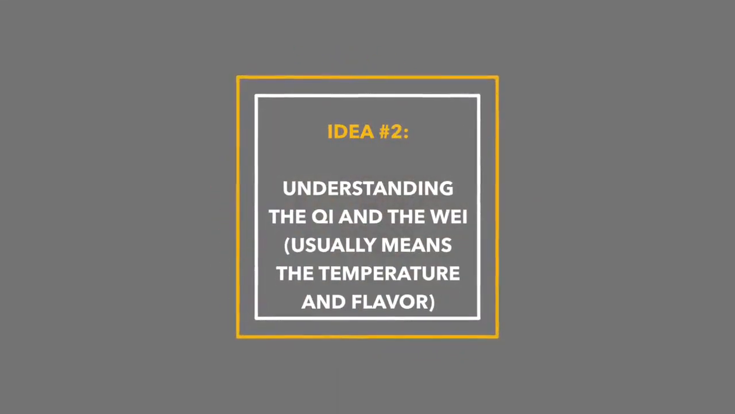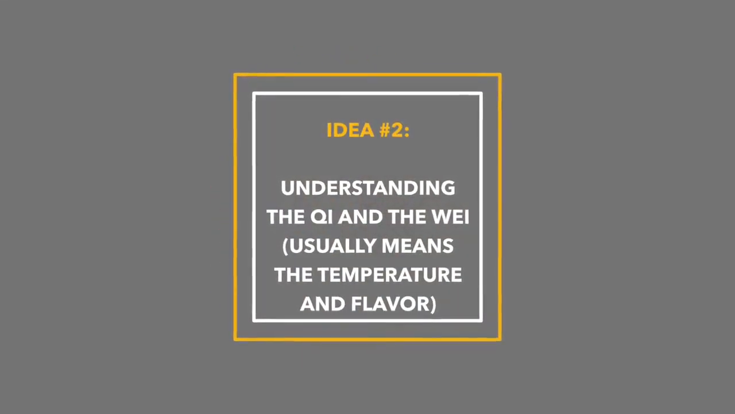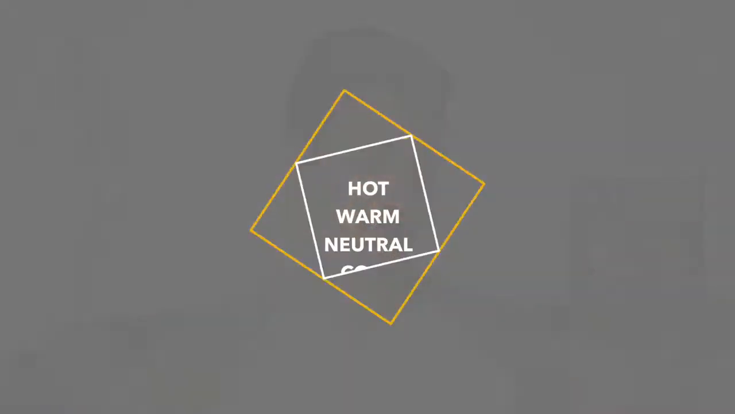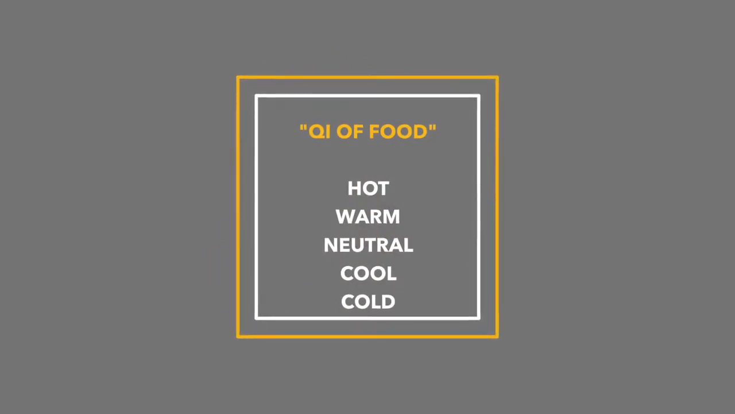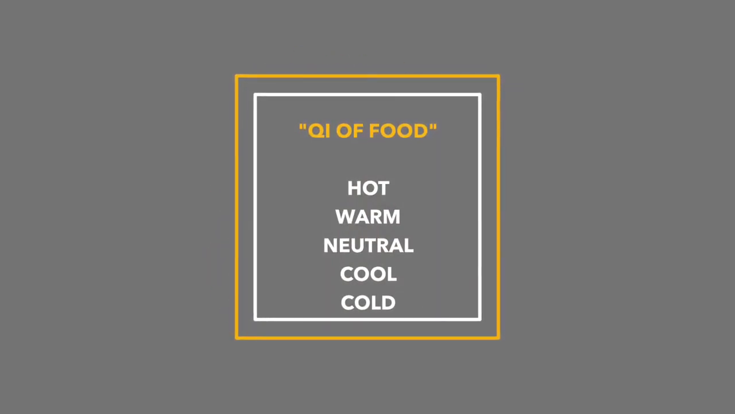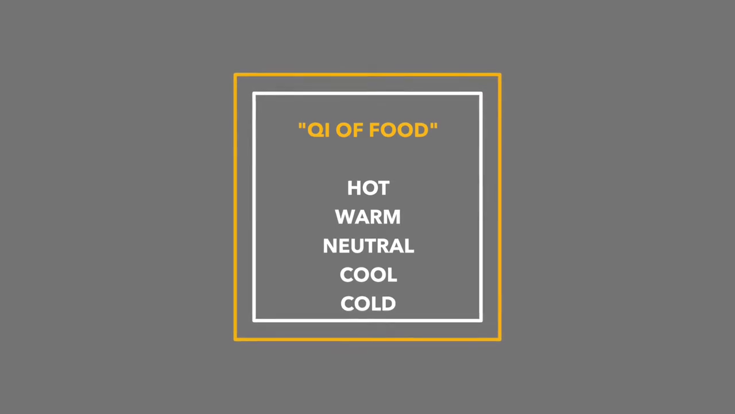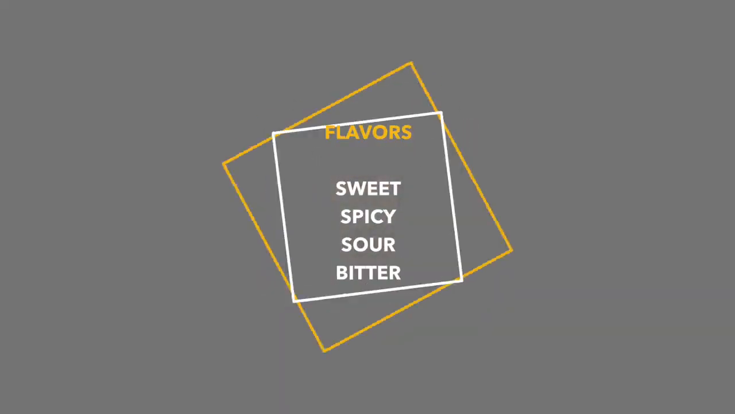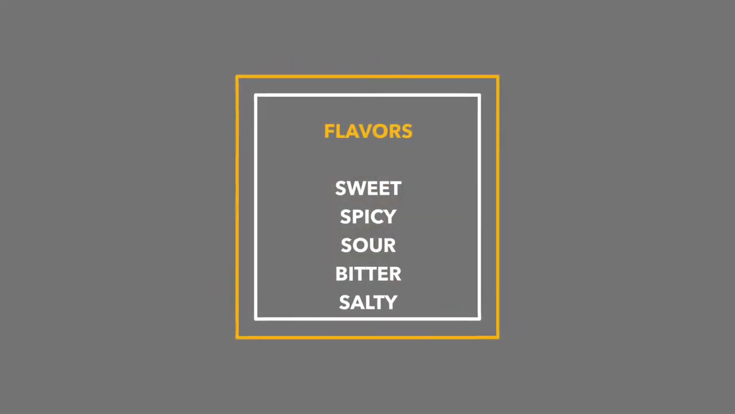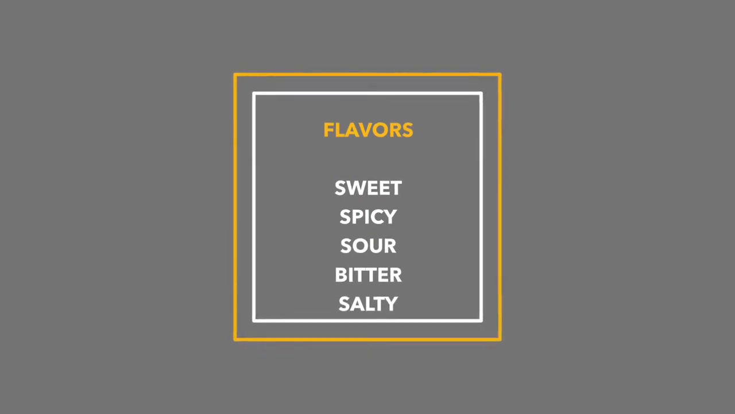But the first concept here is understanding the energetics of food. So really what this just means is understanding the qi and the flavor. So the qi is typically the temperature of the food, and the flavor is the 5 flavors that we just talked about. So the qi could be, for example, hot, warm, neutral, cool, or cold. And the flavors are typically sweet, spicy, sour, bitter, and salty.